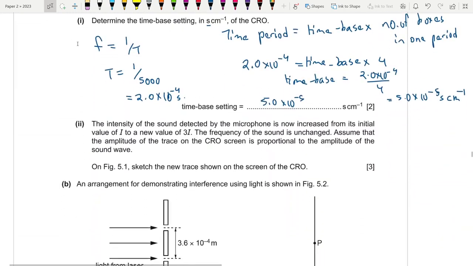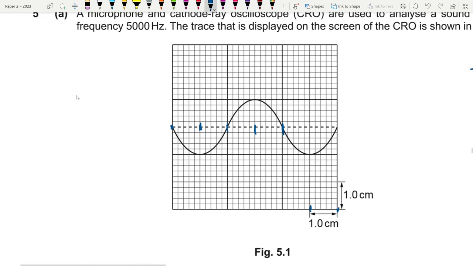Now, they said that it was proportional to the amplitude of the original sound wave. What was the initial amplitude? It was 1 centimeter, right? So 1.73 times 1 centimeter gives you a value of 1.73. So essentially, your new wave should have an amplitude of 1.73 boxes over here. So that's 1 box, 1.2, 1.4, 1.6, 1.8. It should be in the middle to be 1.7, right? Basically, it should be in the middle.